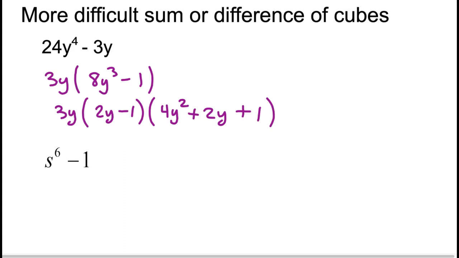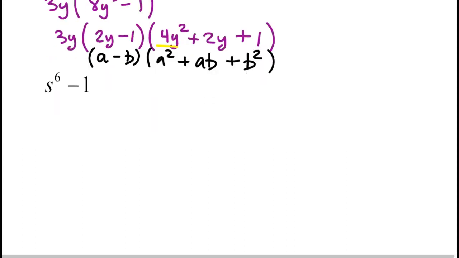This probably bugs people when I don't write the identity. So this would be like a minus b times a squared plus ab plus b squared. So the a was 2y and the b was 1. And so everywhere I saw an a, I put a 2y in. And this part right here is a part where students make a mistake. A lot of times they just put 2y squared in there. You gotta square the 2y times the 2y and get a 4. Whew. All right, ka-chow, last one.